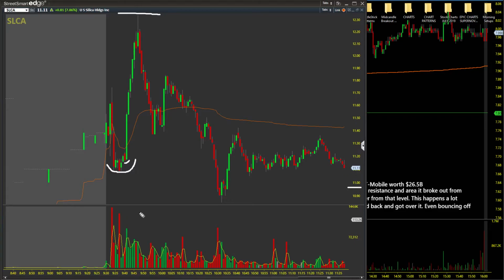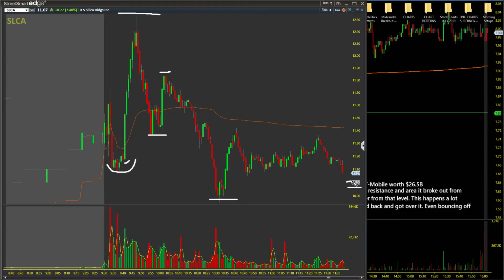Nice move on SLCA. And then the stock sells off all the way down to 11.30 and then got a pop up to almost 11.90. And then after that, it was just game over. And then the stock sells all the way back down. Look at right where it bounces, around this $11 mental level. And then pops all the way up to the VWAP, that resistance line, at 11.40. So a couple good opportunities on SLCA.